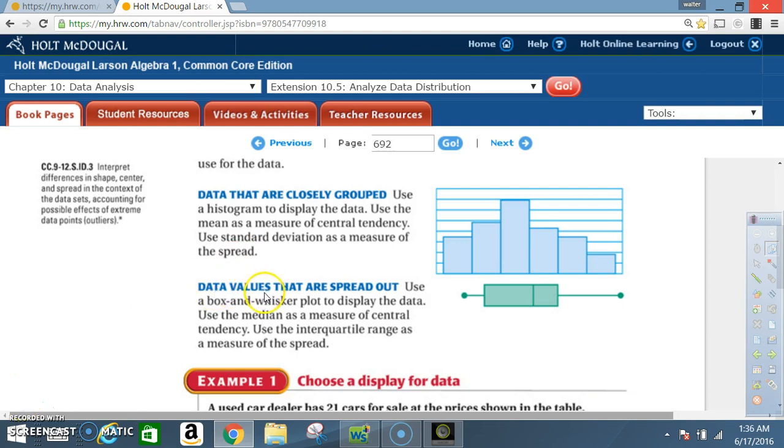Data values that are spread out: use a box-and-whisker plot to display the data. Use the median as a measure of central tendency. Use the interquartile range as a measure of the spread.